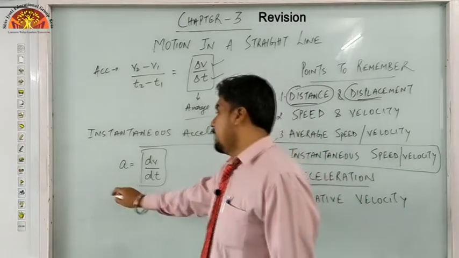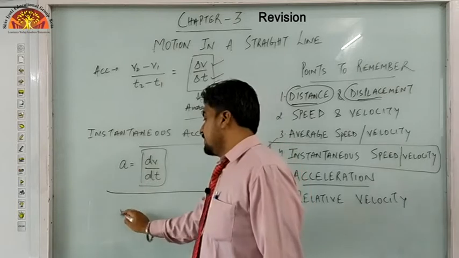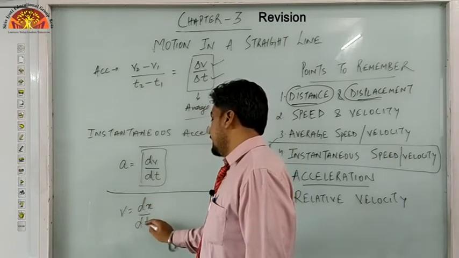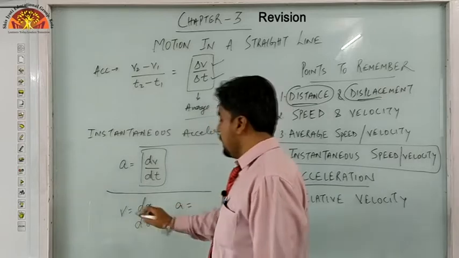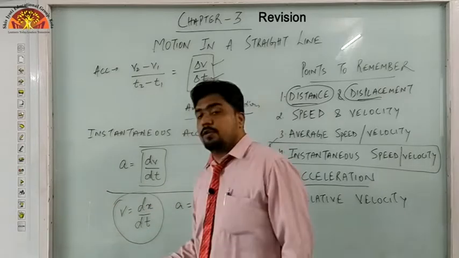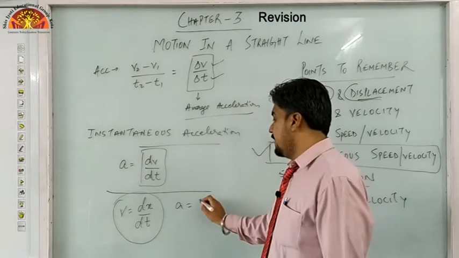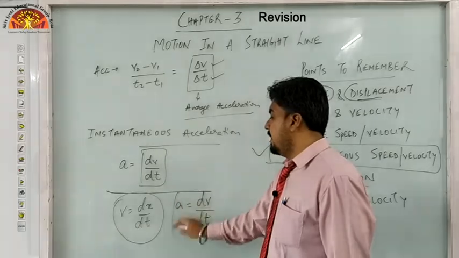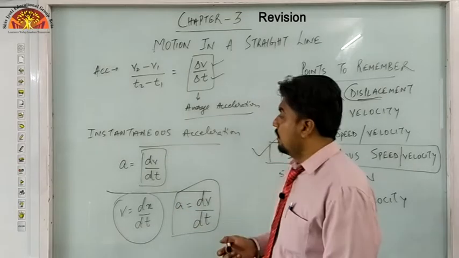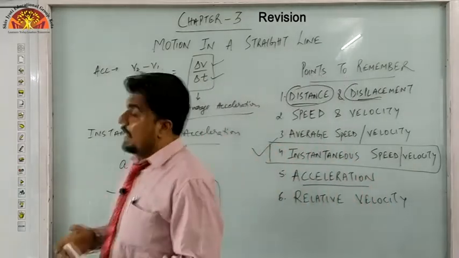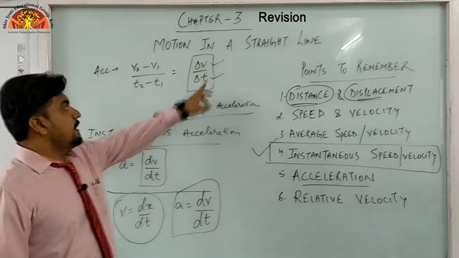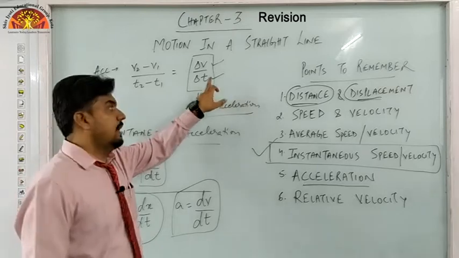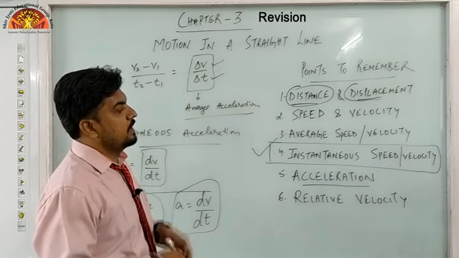So you just need to remember the formulas. We discussed velocity. Velocity was the rate of change of displacement, that is dx by dt. Acceleration would be the differentiation of this. Once you find out the velocity, you just need to differentiate it. It would be dv by dt. This would be the acceleration. And average acceleration would be the total change in velocity with respect to total change in time, that is total change in velocity upon total change in time.